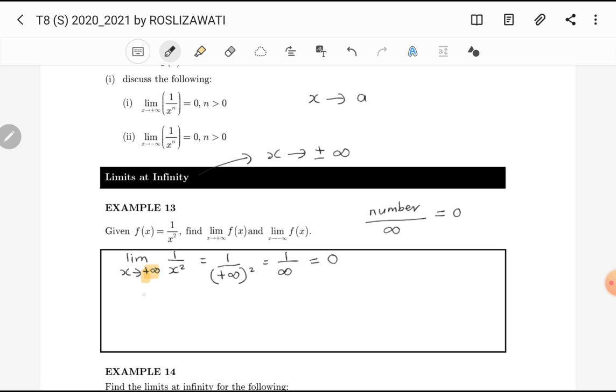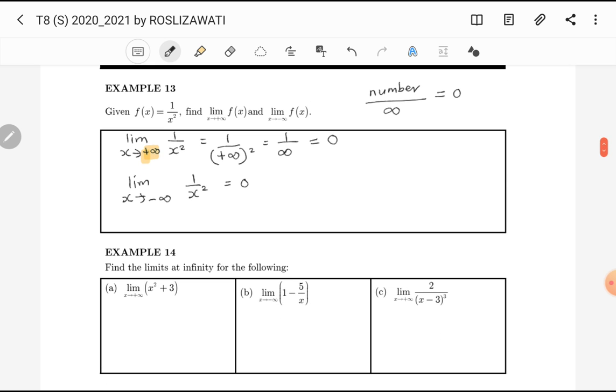So next we have limit for x approaches negative infinity and the function is 1 over x squared. So the same thing. If you substitute, 1 over negative infinity squared becomes infinity. So 1 over infinity is equal to 0.